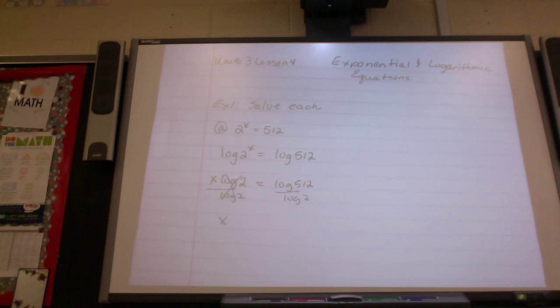Did you guys get 9? Yeah. Anyone need help? Got it. This would be really helpful. Did anybody happen to do ln on both sides? See if you get the same thing? Do you have to redo the whole problem if I ask you what happens when you take the natural log? No, all you have to do is do ln of 512 divided by ln of 2.